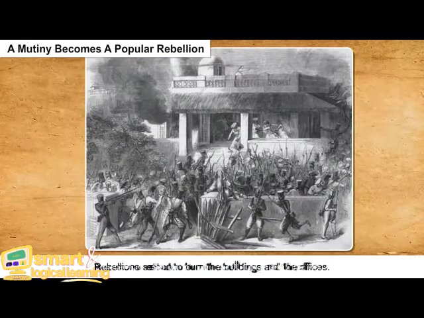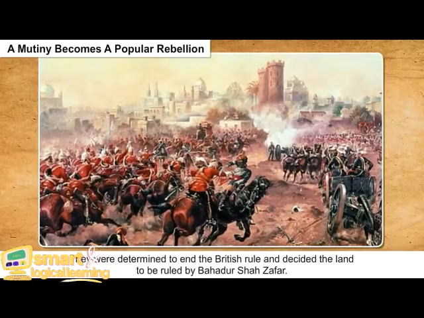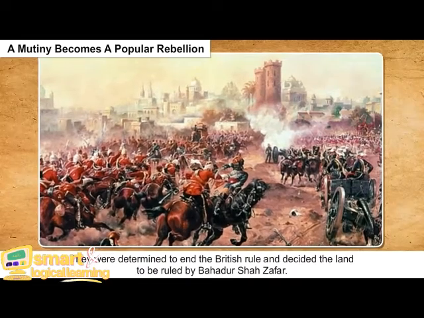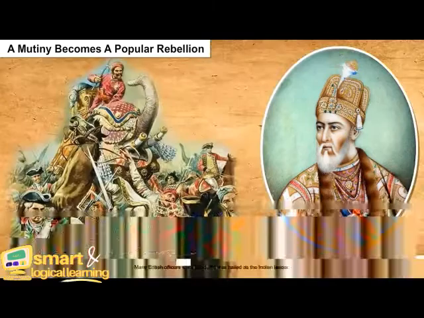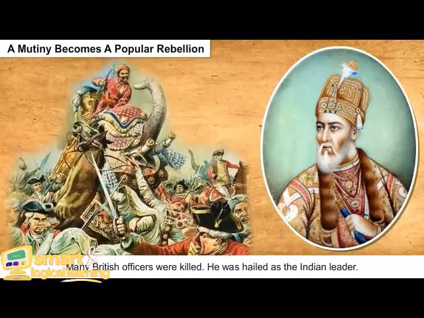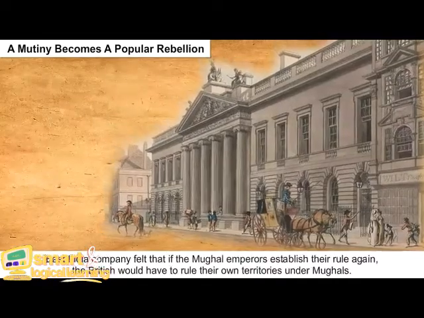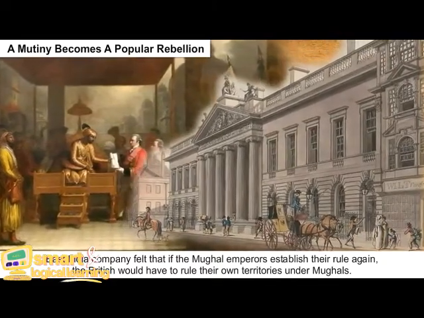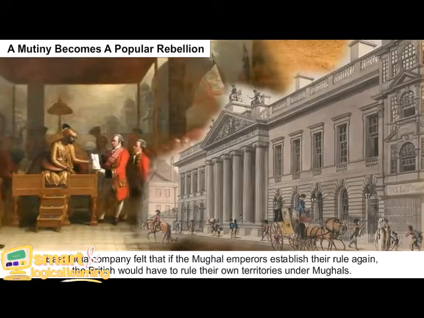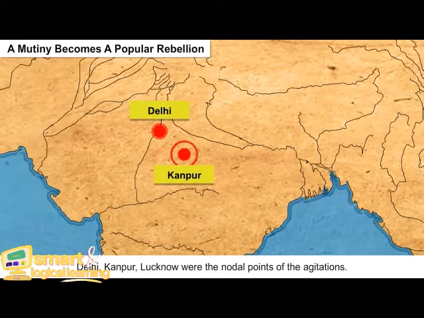Rebels set out to burn the buildings and the offices. They were determined to end British rule and decided the land should be ruled by Bahadur Shah Zafar. Many British officers were killed. He was hailed as the Indian leader. The East India Company felt that if the Mughal emperors established their rule again, the British would have to rule their own territories under the Mughals. Delhi, Kanpur and Lucknow were the nodal points of the agitations.